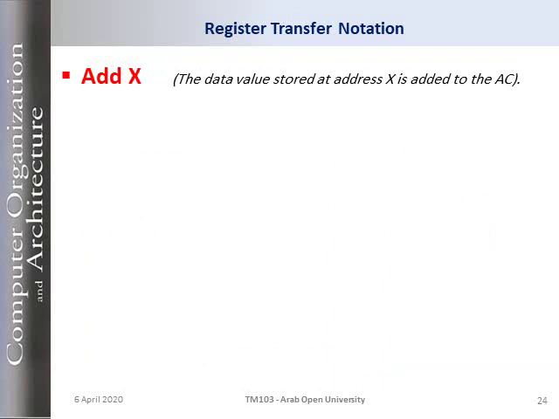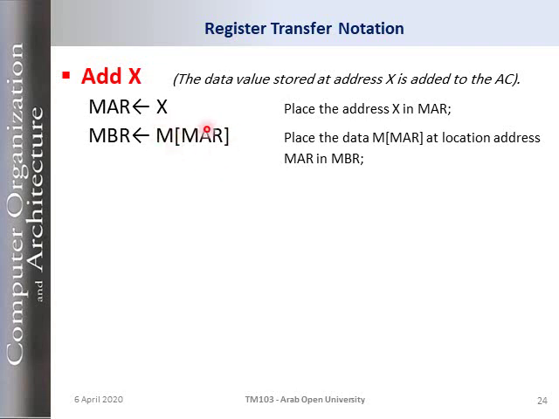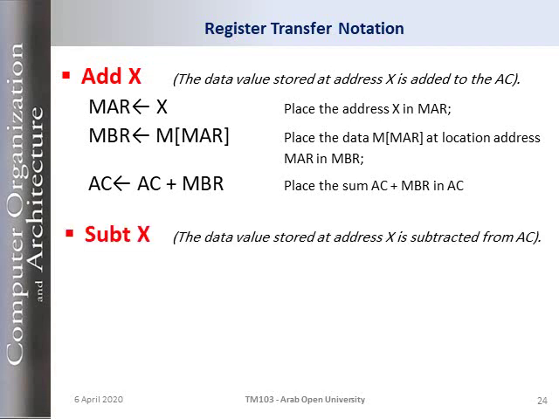What about add X? Add X means get the value stored in address X and add it to the accumulator. So first, X, which is the address, we'll store in the memory address register. Then we'll get the content from the memory at address MAR and store it in the memory buffer register. Then whatever we have in the buffer, we'll add to the accumulator, and the result will be stored in the accumulator.